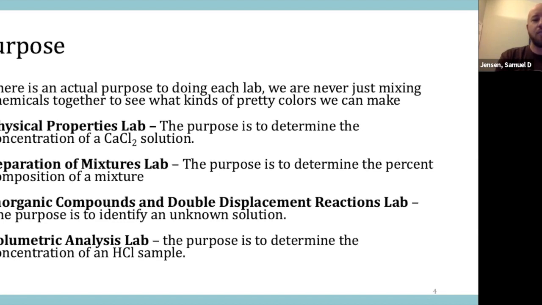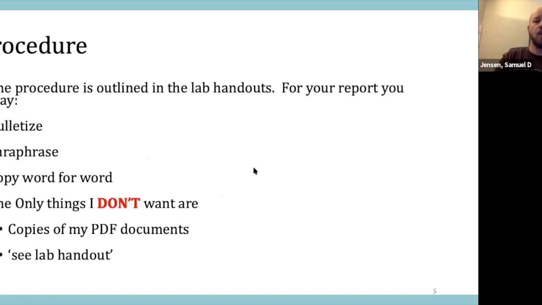So the stated purpose of doing the experiment is not always the stated outline or objective of each experiment, all right? So we will talk about the purpose of doing the experiments every week, all right? All right, so the procedure.